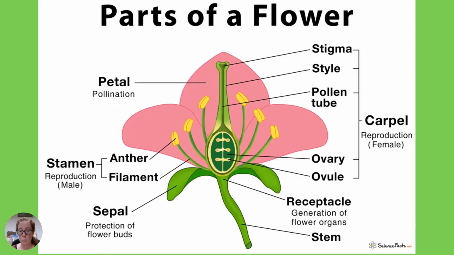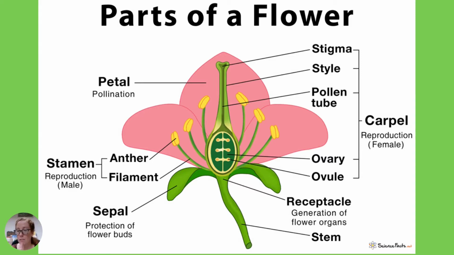The stamen has 2 parts: the anther in yellow, those little yellow bits, they kind of look like corn pops to me. And then it moves down into the green, what looks kind of like its own little stem, and those are called the filaments. So we have 6 of those, 3 on one side and 3 on the other.